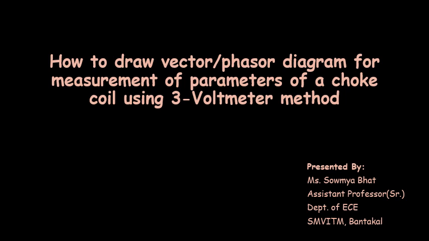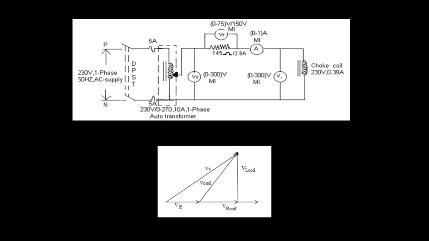Hello everyone. In this presentation, we will see how to draw a vector, or what we call a phasor diagram, for the measurement of parameters of a choke coil using the 3 voltmeter method. This is the circuit diagram we are going to use for the measurement of parameters in a choke coil using the 3 voltmeter method.